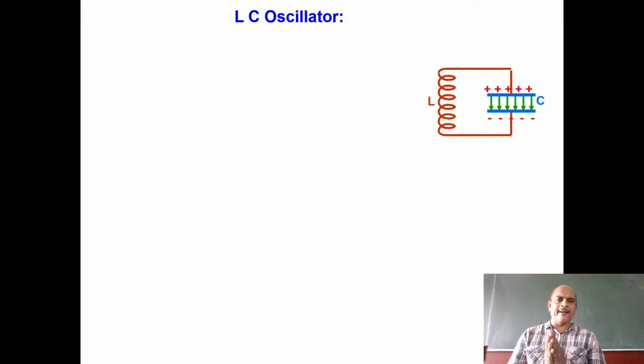So they can act as a tank circuit where the energy can be stored in the form of either magnetic energy or electric energy. So what is the principle behind it? We can see there are two elements, inductor and capacitor, associated with each other. First of all, we will give all the charge to the capacitor.